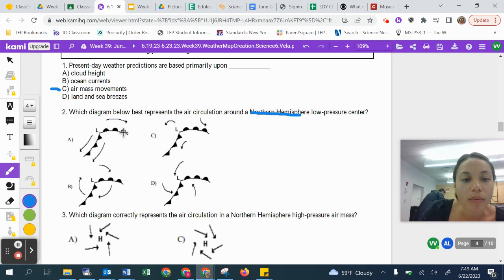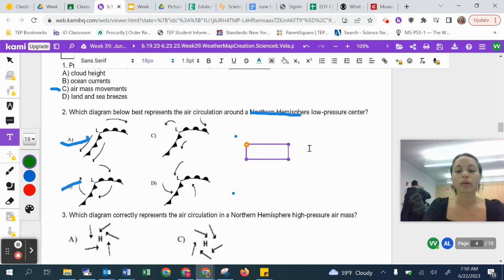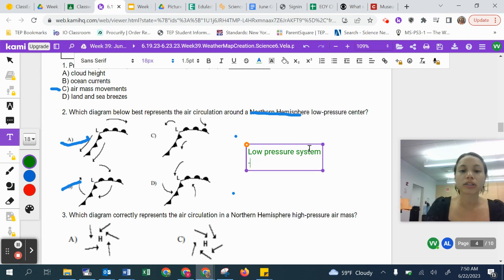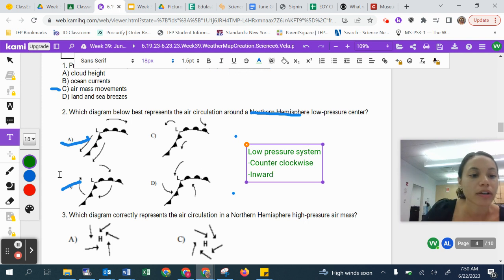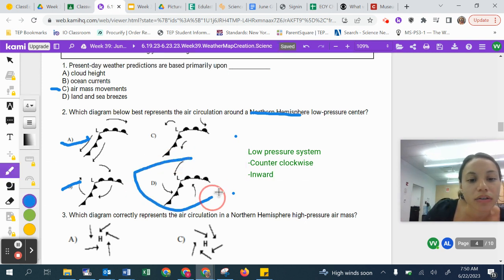So in a counterclockwise position, this is going clockwise, this is going clockwise. C and D are going counterclockwise. And with C and D going counterclockwise, it's whether the low pressure system goes inward or outward, and it should be going inward. So I want you to write this down, low pressure system. The points are, it goes counterclockwise, the opposite direction of the clock, and then it is inward. Okay, you should have already written this down. D is the correct answer choice for this one.